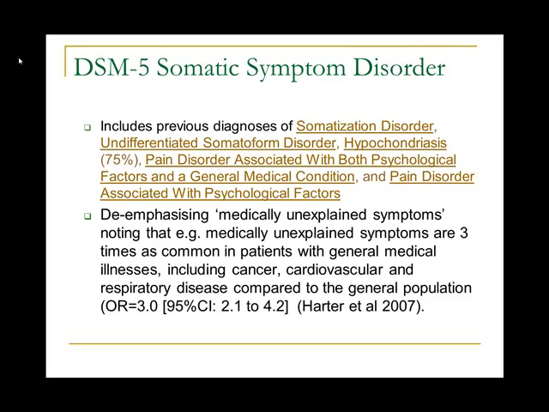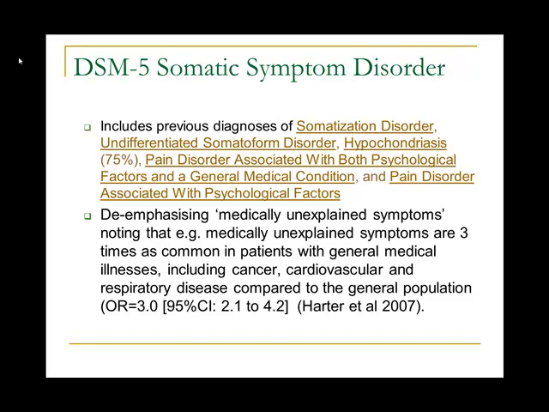In the DSM-5, somatic symptom disorder includes a range of previous diagnoses of somatization disorder, undifferentiated somatoform disorder, hypochondriasis, pain disorder, and pain disorder with and without psychological factors. In your textbooks, if they haven't been updated to DSM-5, or reading papers before the DSM-5, you will find these other terms quite commonly.